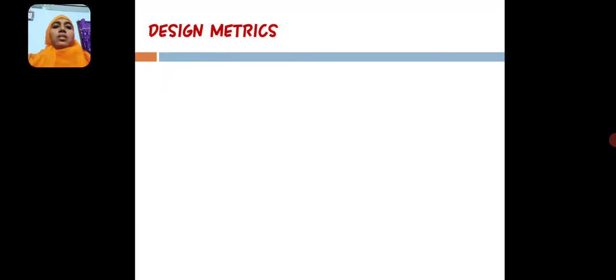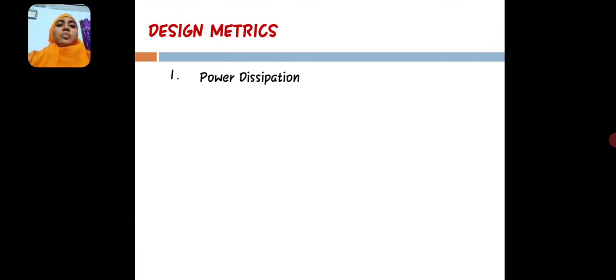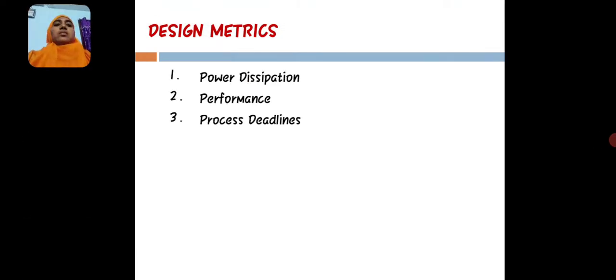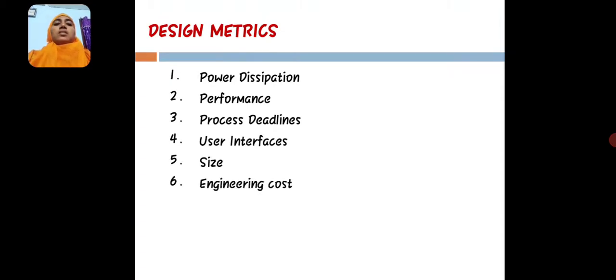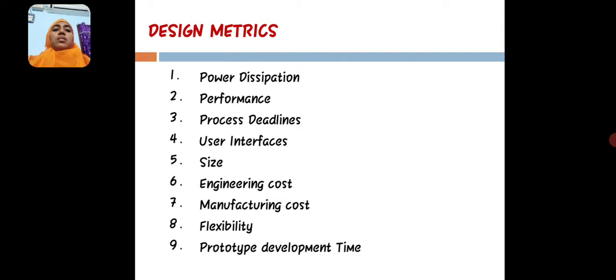So the main ones are power dissipation, performance, processor deadlines, user interface, size, engineering cost, manufacturing cost, flexibility, prototype development time, and time to market. So these are some of the features in the design matrix.